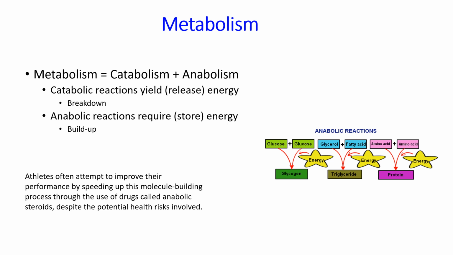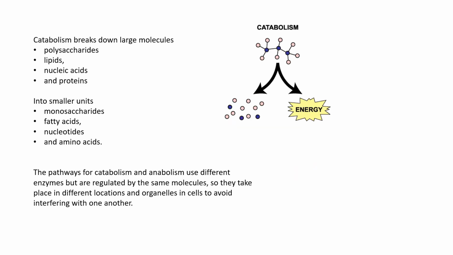So anabolic reactions, okay, so you add a couple of glucoses, you get glycogen. Glycerol plus a fatty acid yields a triglyceride, okay? And then a couple of amino acids, we end up with a protein, okay? And what this means is that there's energy supplied to make this happen. This is an anabolic reaction. Okay. And this is just more information. This is a good one, breaks down large molecules, so on.